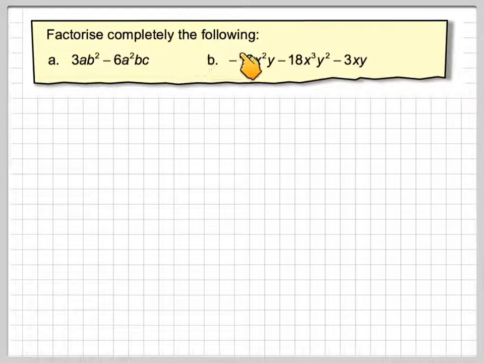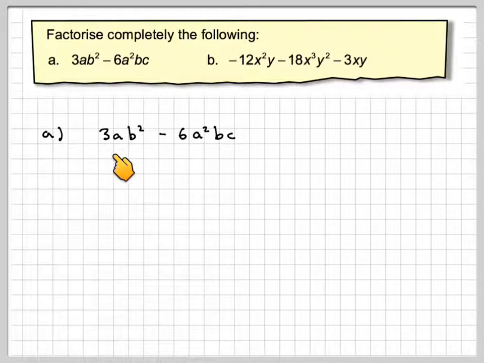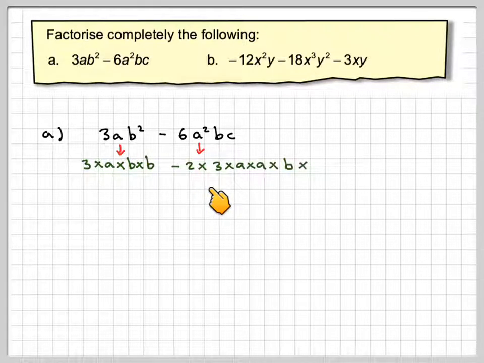Factorise completely the following. So we've got 3ab squared minus 6a squared bc. So writing that out, and then writing this one here, really you should do this. This is 3 times a times b, and then here we've got minus 2 times 3, so we notice we split the 6 up into minus 2 times 3, times a squared, so it's a times b times c.